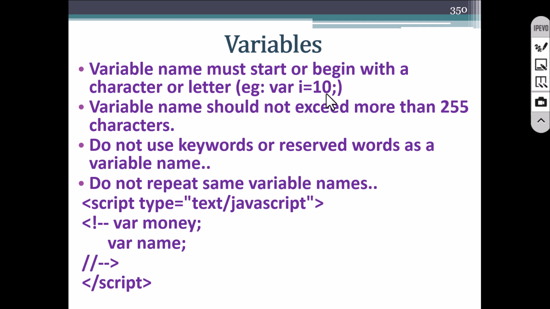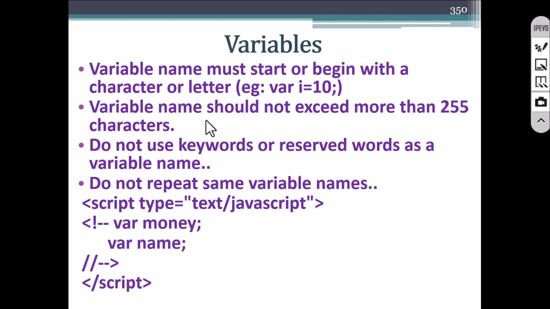Variable name should not exceed 255 characters, so you have to keep it simple. For example, first name, last name, email ID. These are some of the examples: num1, num2, or sum, division, whatever it is. So don't take a longer variable name. It is restricted to 255 characters, but let's not use lengthy variable names.